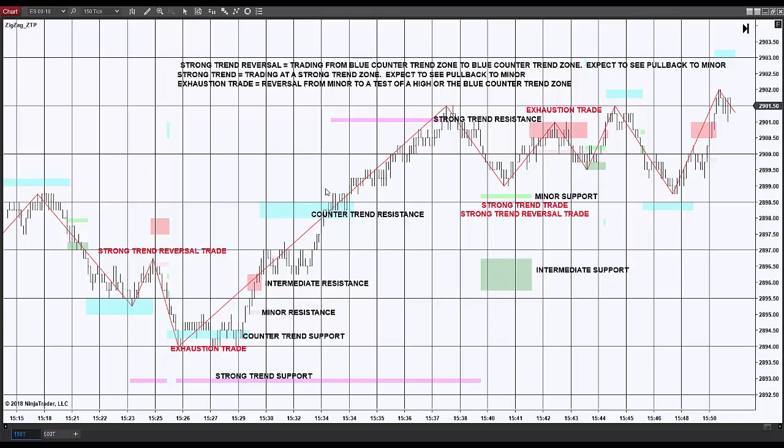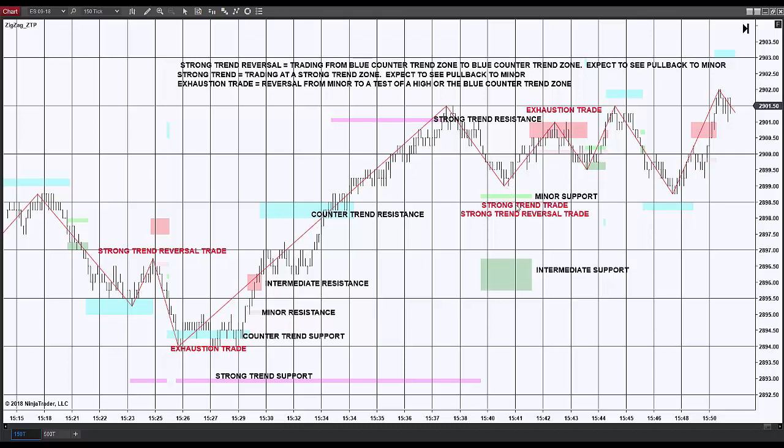There is no trade here because we are in a strong trend, and we would classify anything from here to here as being high risk.